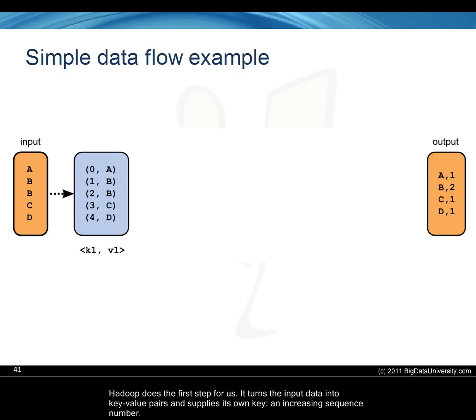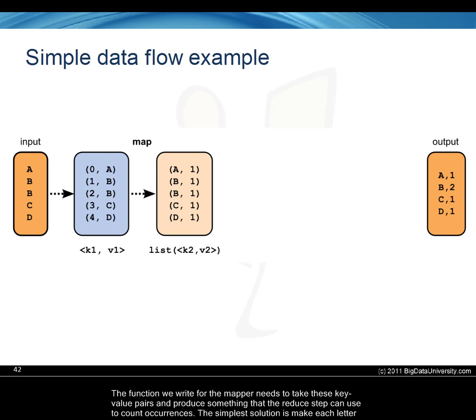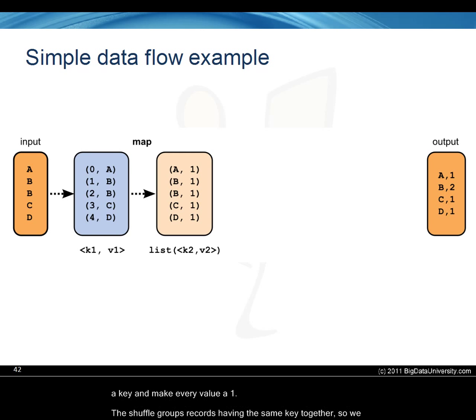It turns the input data into key-value pairs and supplies its own key, an increasing sequence number. The function we write for the mapper needs to take these key-value pairs and produce something that the reduce step can use to count occurrences. The simplest solution is to make each letter a key and make every value a 1.